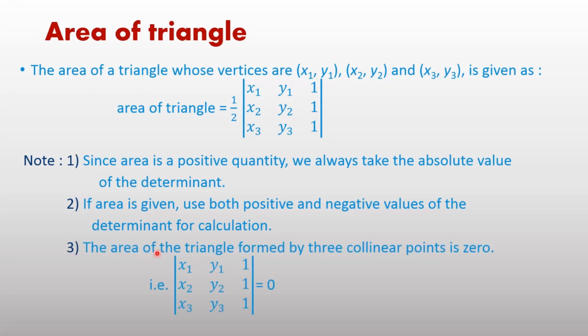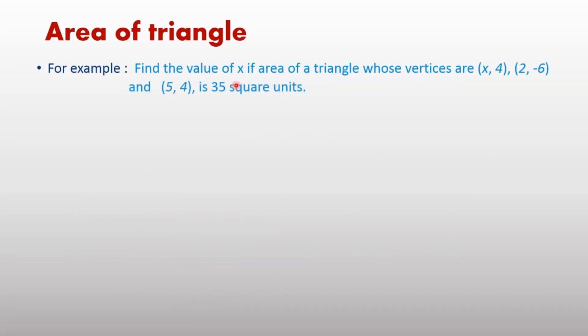And next, the area of a triangle formed by 3 collinear points is 0. If these 3 points are collinear, then the area will be 0, which means the value of the determinant equals 0. These 3 results you have to prepare and remember. Now, one question for practice.